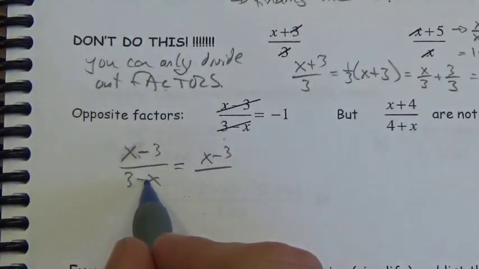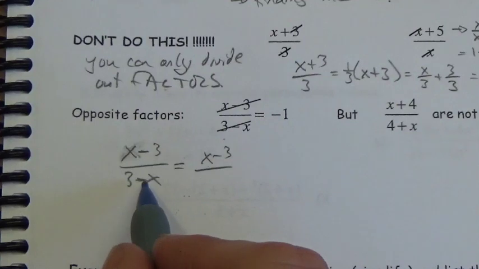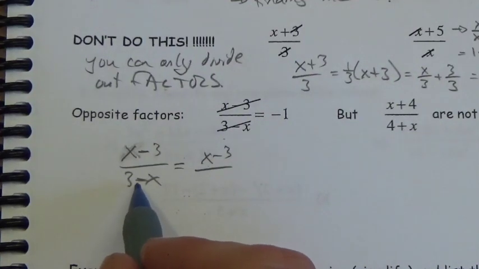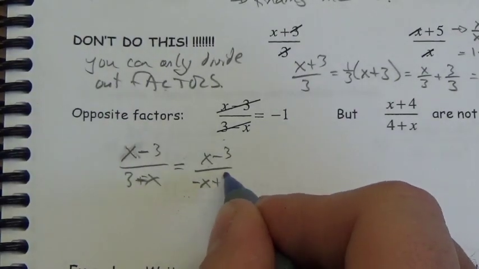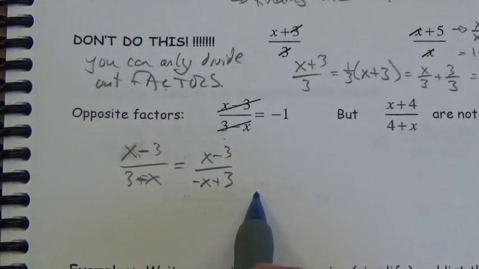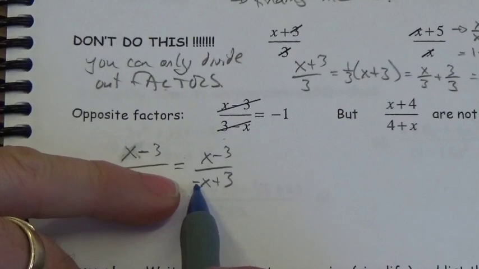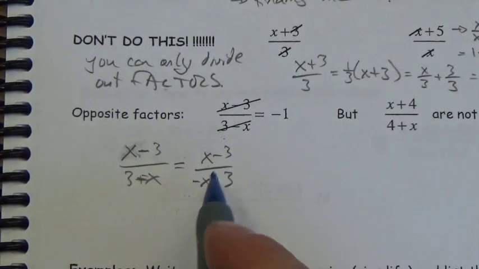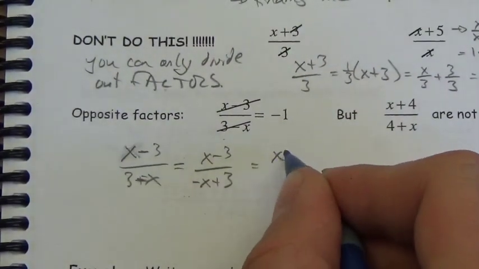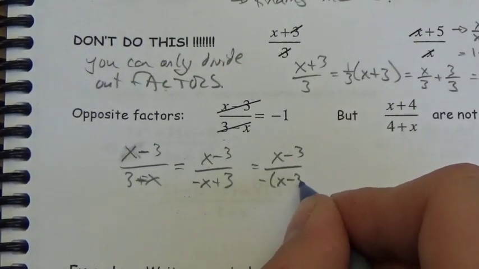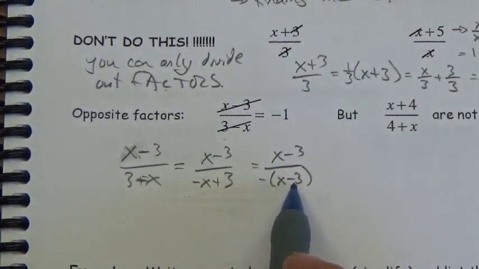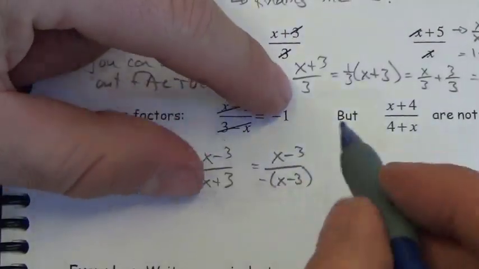So remember, I'm going to put these things in the correct order. I'm going to treat this as if it was 3 plus negative x. And so when I change the order, I get negative x plus 3. Now I like that. It's in the correct order now. But now I've got a negative in front, and I don't really like the negative in front there. So I am going to factor out the negative, and that's going to give me negative x minus 3.